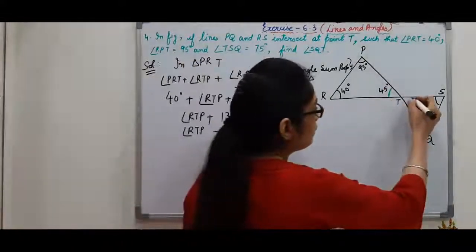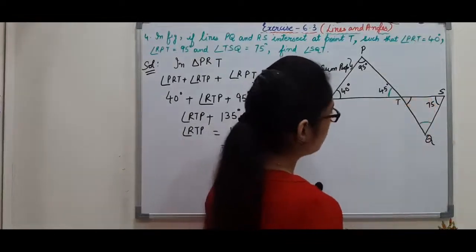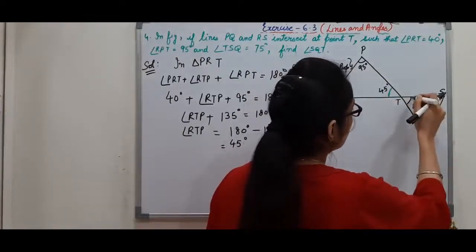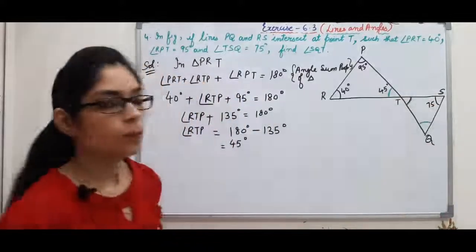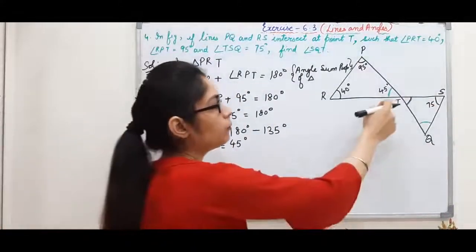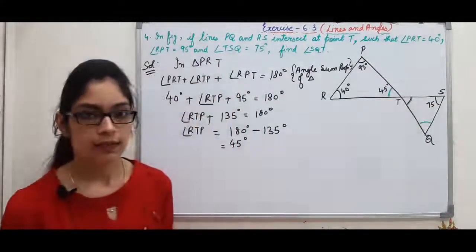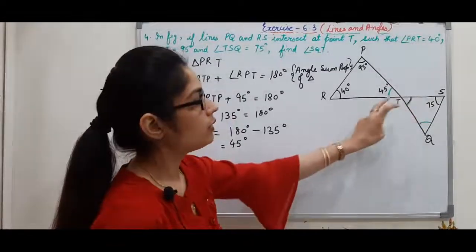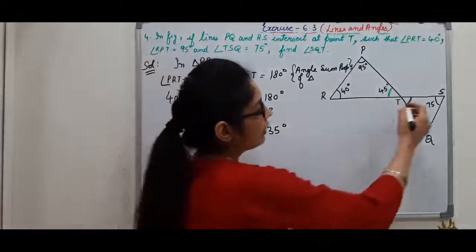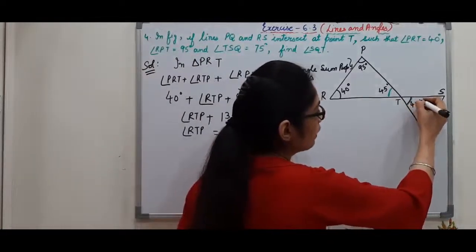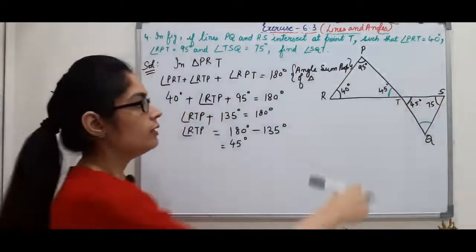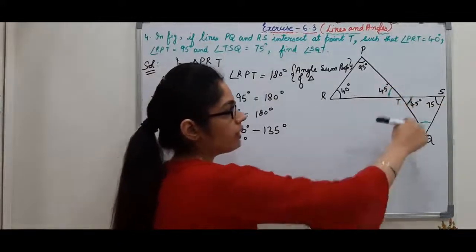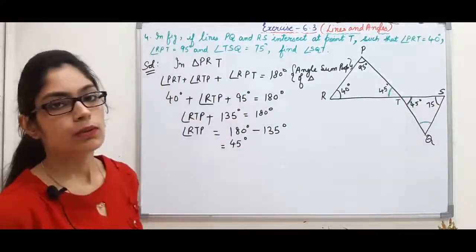This angle and this angle, both of these angles are making vertically opposite angles. See, theorem 6.1 we have already done while doing exercise 6.1. You can see these two angles are making a pair of vertically opposite angles, and we know that vertically opposite angles are equal to each other. So if this angle is equal to 45 degrees, this angle is also equal to 45 degrees.